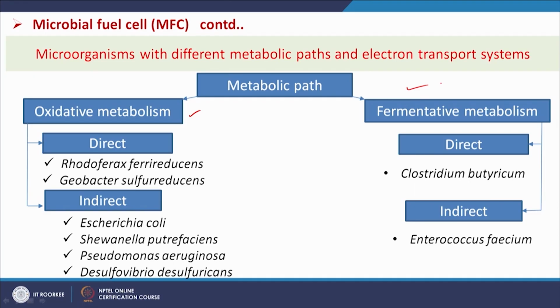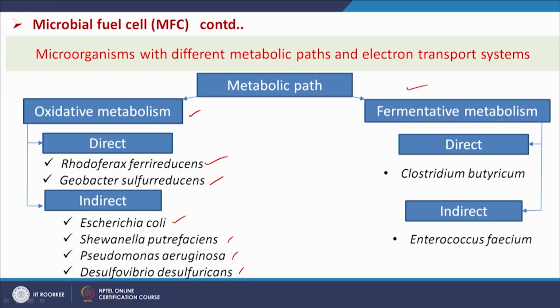And in case of oxidative, in presence of oxygen, the microbes can directly transfer the electron from the bulk of the anodic chamber to the anode surface. These are some examples of this direct transfer, and some indirect transfer can also be possible. There are many microorganisms which cannot directly transfer, so indirect transfer is possible. Different microorganisms are mentioned here.